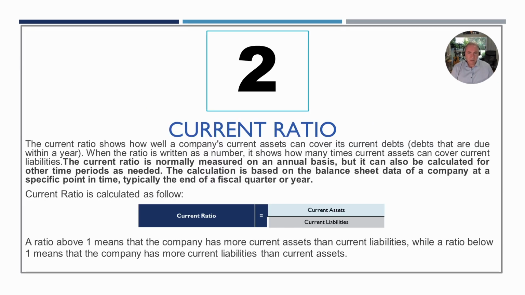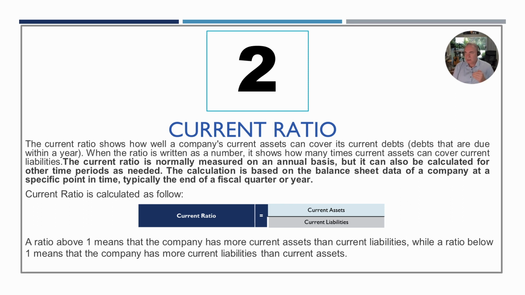So the first one we'll look at is the current ratio. The current ratio shows how well a company's current assets can cover its current debts that are due within a year. When the ratio is written as a number, it shows how many times current assets can cover current liabilities. So basically what it means is that if you added up all of your assets and you added up all of your liabilities, how many times more does your assets cover your liabilities?